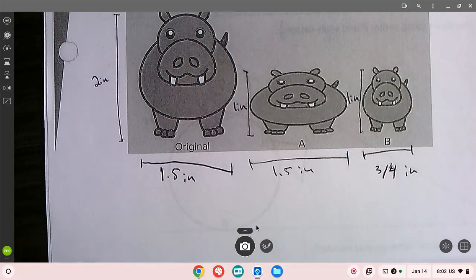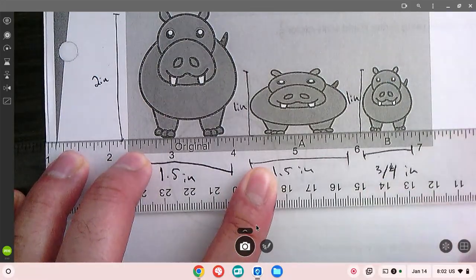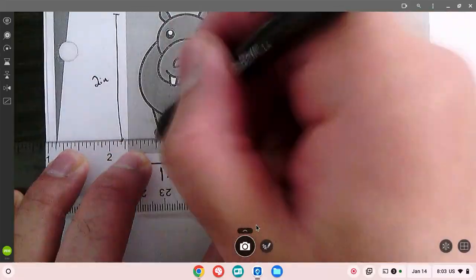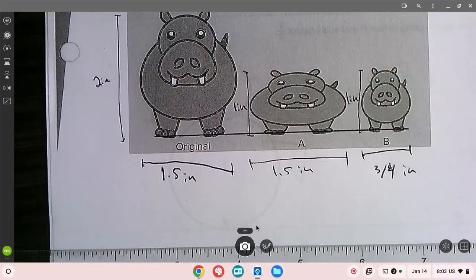So, another way we can measure our things, okay? Do me a favor, draw a straight line from all the toes of the piglets, or the hippos, my fault. So draw a straight line.